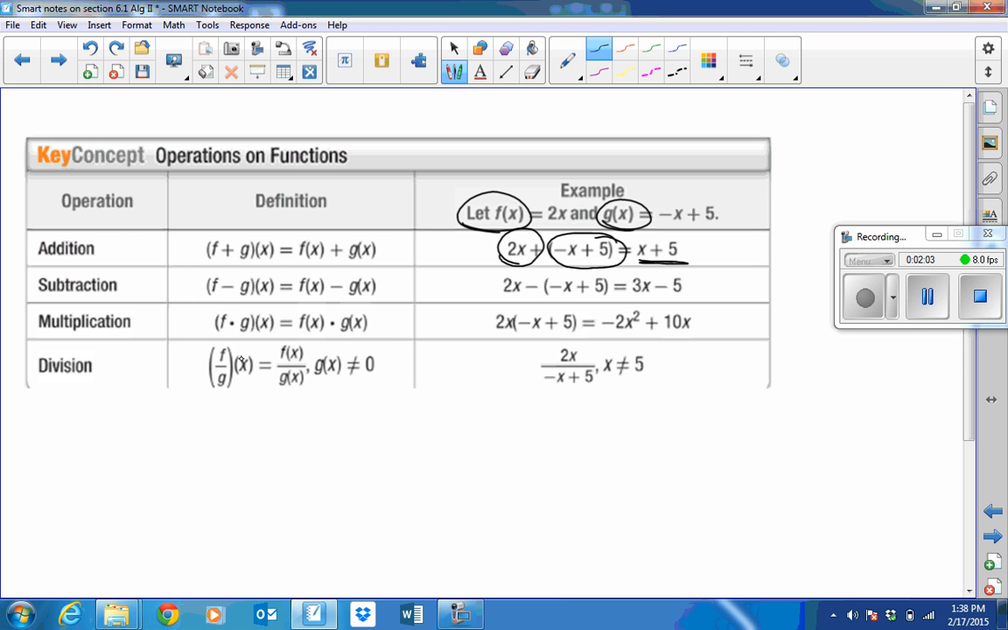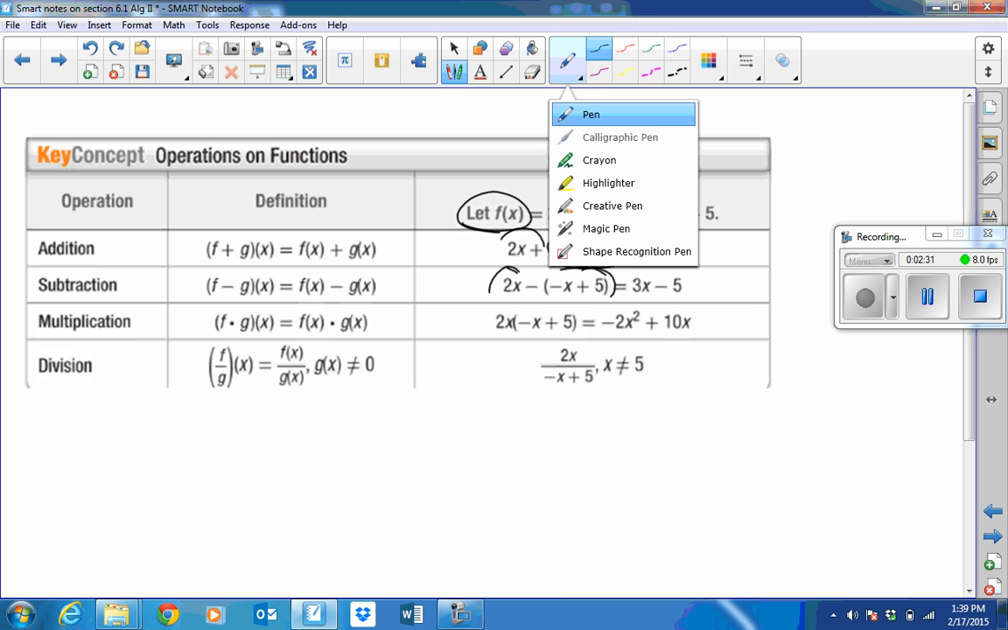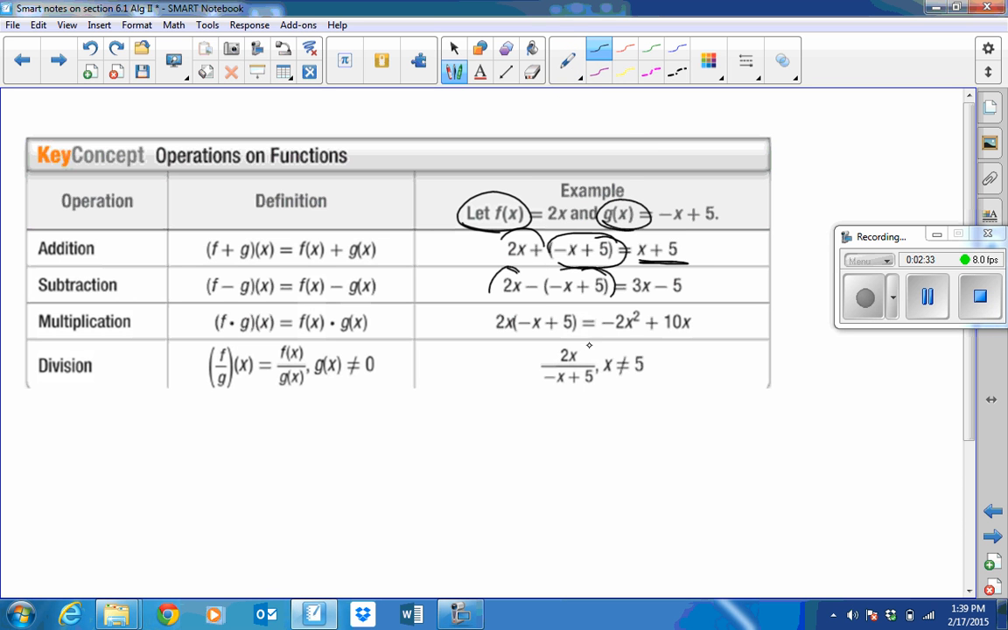Subtracting, f minus g of x, means I'm simply taking f of x and subtracting g of x. Here's f of x, 2x, and I'm subtracting g of x. F times g of x, not surprisingly, is f of x times g of x. Here's f of x times g of x. F divided by g of x is f of x divided by g of x.